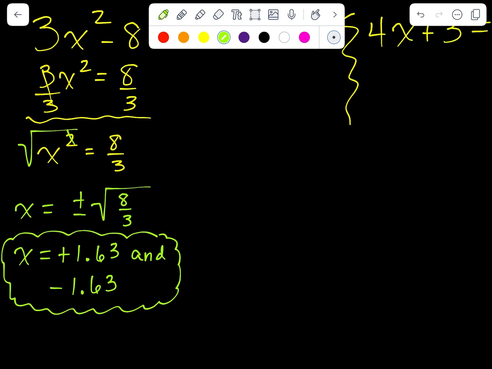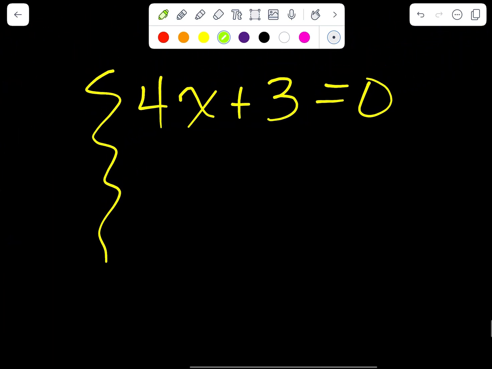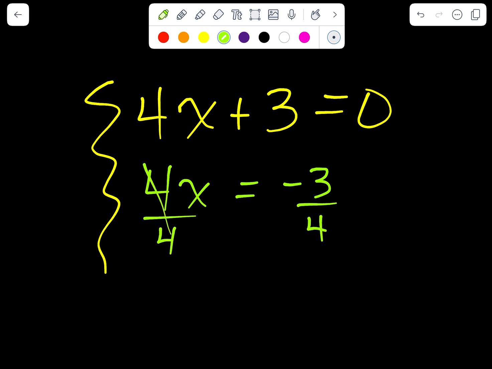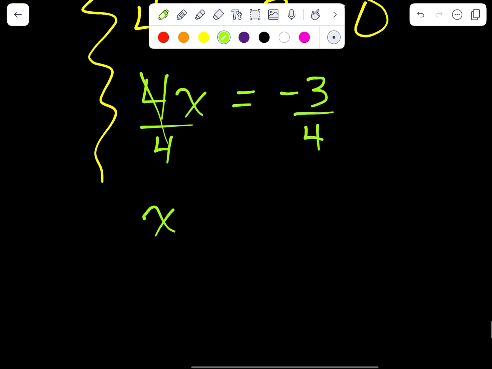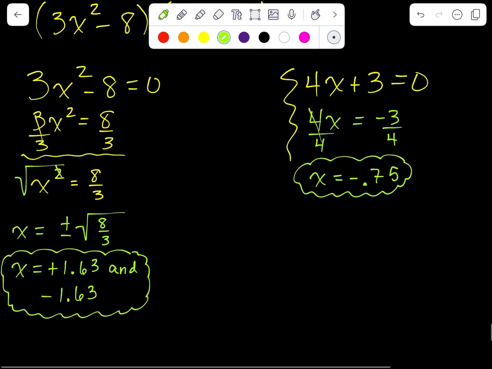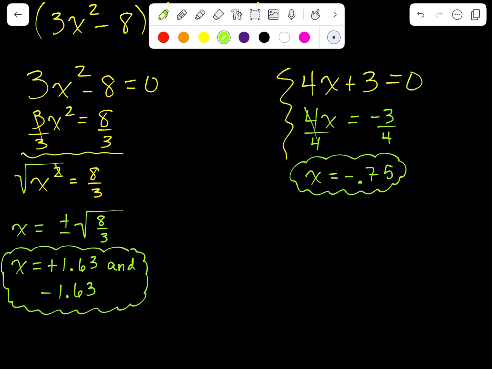Let's jump over to this equation over here. We're going to solve for x, do the opposite, subtract 3 to the other side. So that's 4x equals -3. Then do the opposite of multiplying, which is divide by 4. Let's get the decimal version of this. That's going to be -0.75. So we have three answers here. We have positive and negative 1.63, and we have negative 0.75.